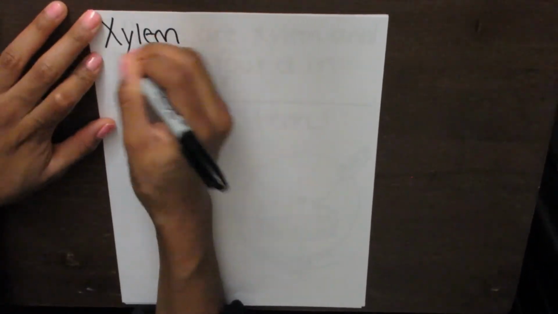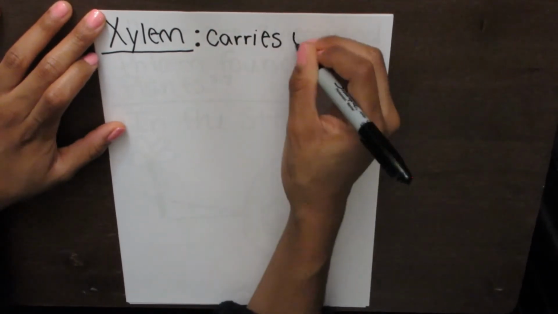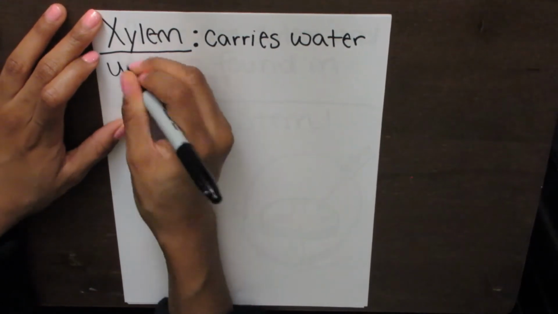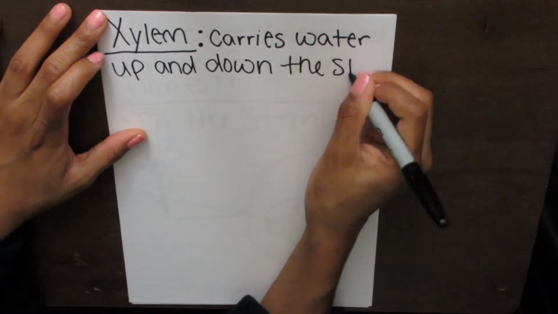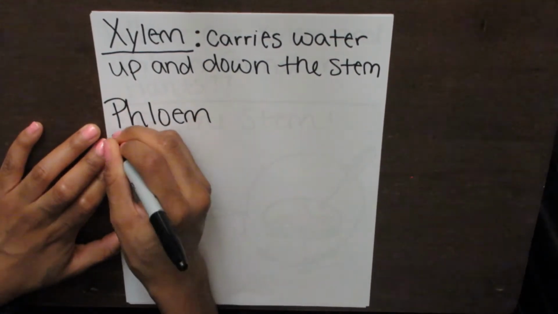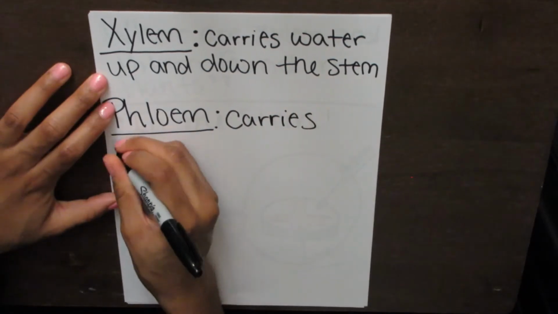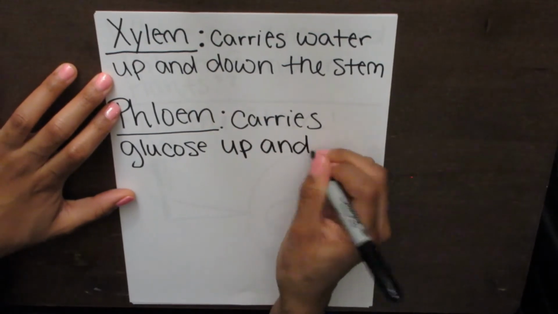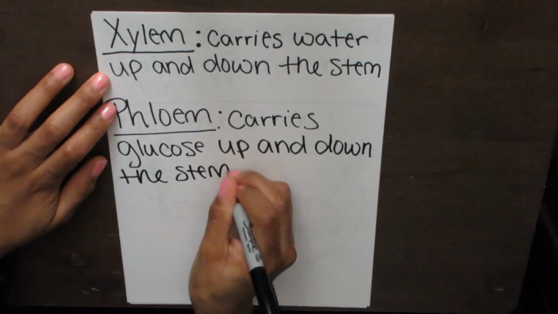So let's look at the actual functions of xylem and phloem. We know they're transportation systems, but what are they carrying? The xylem carries water up and down the stem. So xylem and phloem are both part of a transportation system, but the xylem carries water. Let's look at phloem now. The phloem carries glucose up. So xylem carries water, phloem carries glucose.